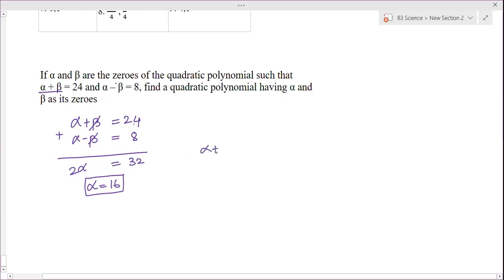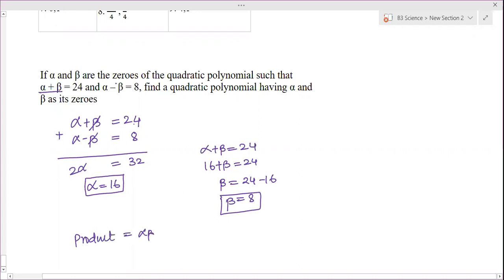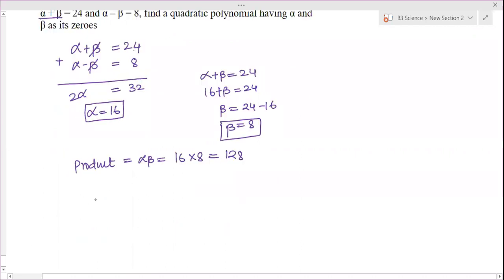Can we find the value of beta? Yes, ma'am. Alpha plus beta is equal to 24. Alpha is 16, plus beta is equal to 24. So what is the value of beta? 24 minus 16, that is 8. So beta is 8. So we got alpha and beta. Now we can find the product. Product is equal to alpha into beta, that is 16 into 8, which is 128. Now we got the sum and product both.